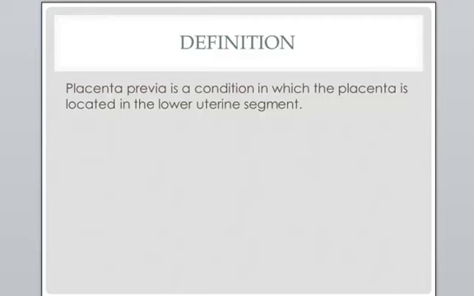Just understand basically that the normal placenta is located in the upper uterine segment, but now in placenta previa, it is located in the lower uterine segment.